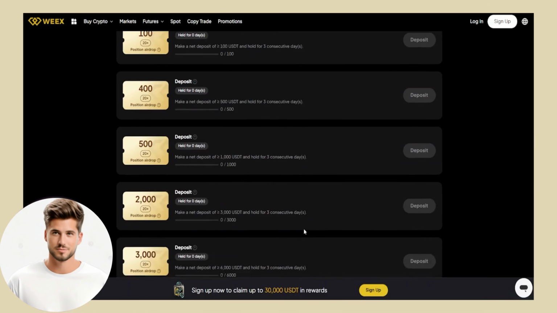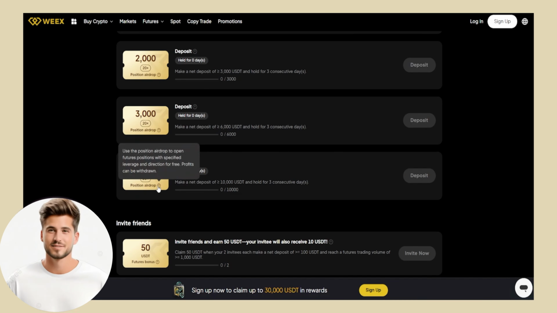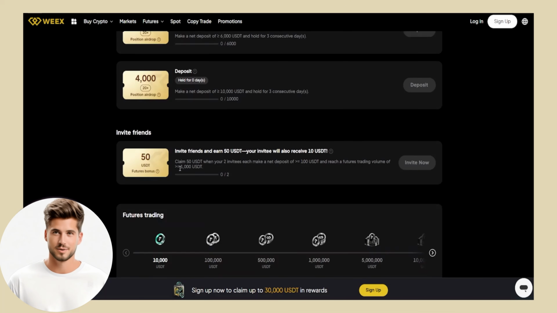You have the option to invite friends. So you can claim 50 USDT when your 2 invitees each make a net deposit of greater than or equal to 100 USDT and reach a futures trading volume of greater than or equal to 1000 USDT. And this one is based on the futures trading volume. So if you reach a futures trading volume of equal to or greater than 1000 USDT, you claim 5 USDT.